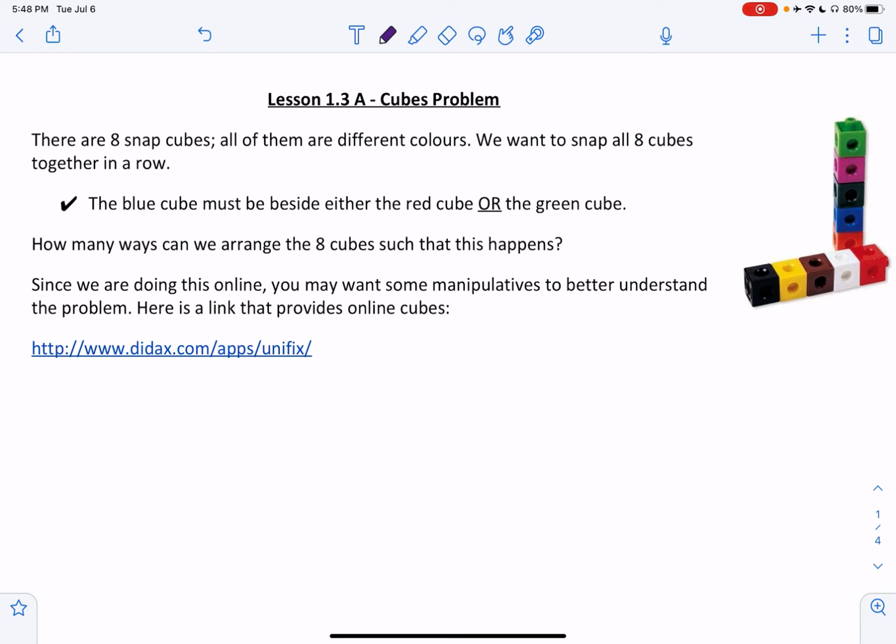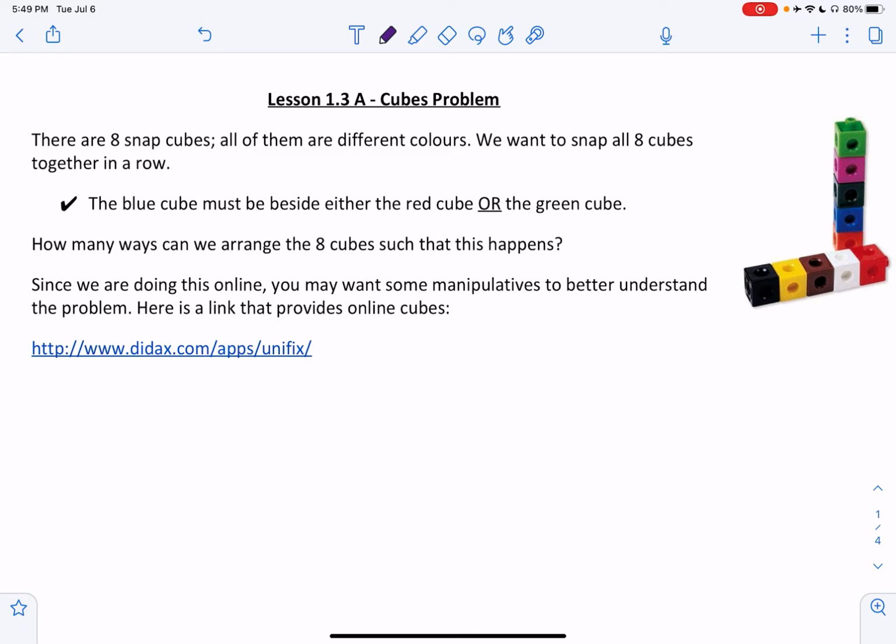Now, of course, if we were in the classroom, you would actually have some snap cubes to use and to manipulate. And if you would like to try your best to recreate that experience, you can click this link here, or you can type it in if you just have the PDF, and you can actually move the cubes around. As we go through this, if you need a little bit more of a visual, you can absolutely click this link and play around with the cubes yourself. But for our purposes, we're just going to read through this and solve the problem together. If you want to pause the video now and look at that link, you are encouraged to do so.